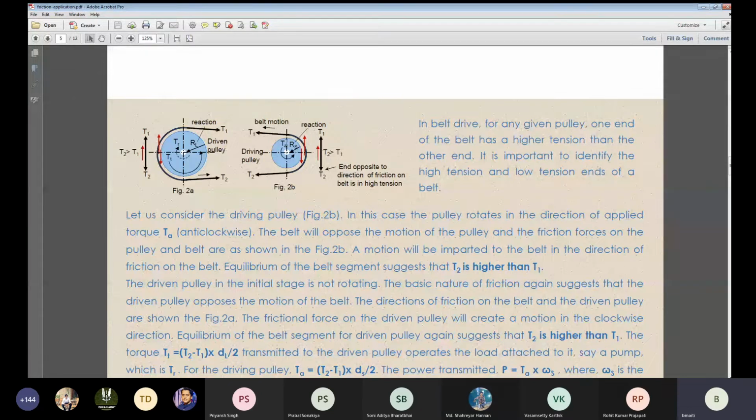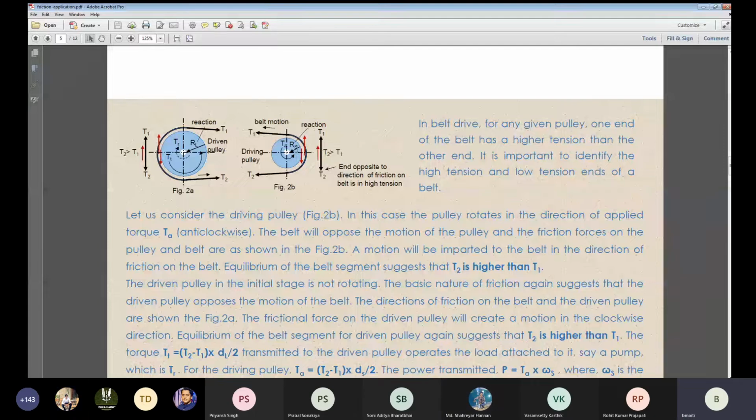Just one second. Can I talk about it the other way round? See, when this particular pulley is rotating and the belt touches, what is happening on this pulley? You can see the friction force is acting in this particular direction. Clear? The friction force on the pulley is downward.